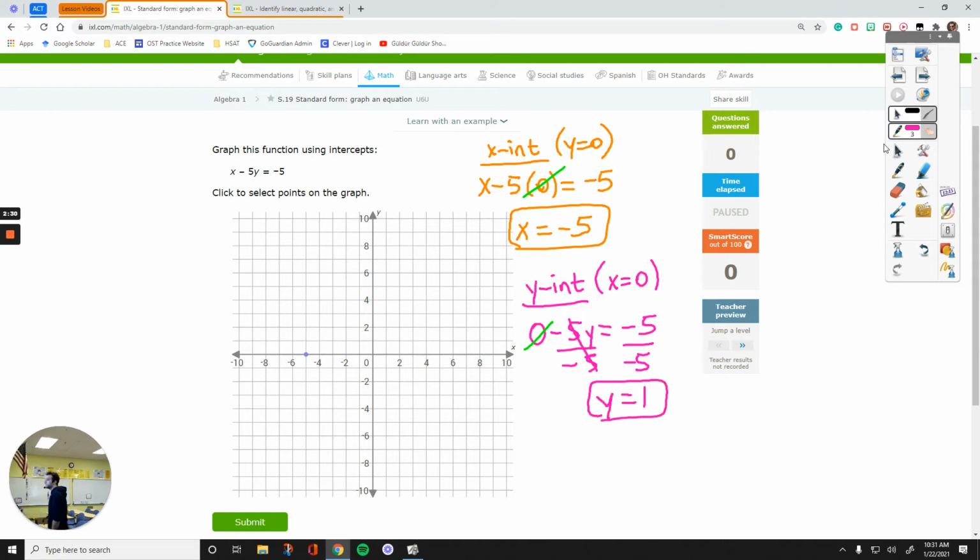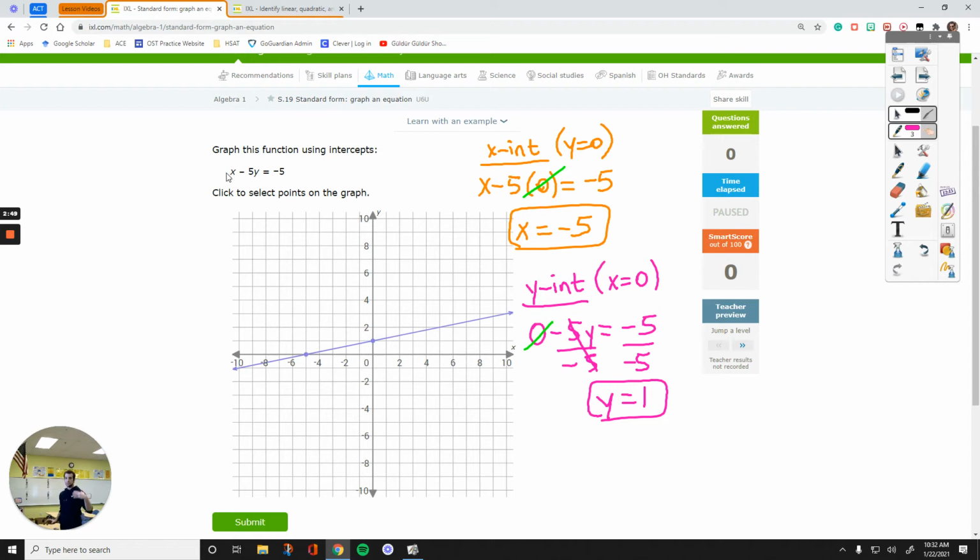This is our y-intercept. So IXL graphs the line for you if you have 2 points. y equals 1 is over here. That's going to be my answer. This is the first method. This is the default way to graph an equation if it's given in the standard form.